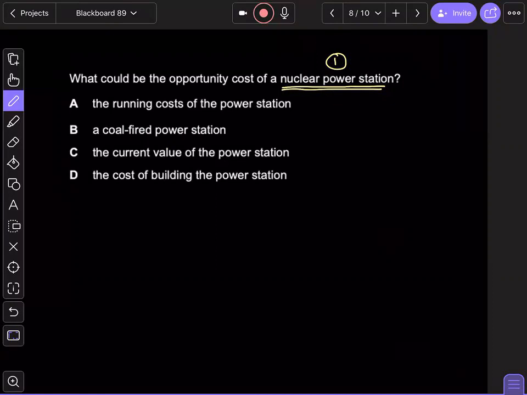Then the running cost of the power station, again, it is an explicit cost. A coal fired power station, the current value of the power station, and the cost of building the power station. The cost of building the power station will again be an explicit cost, and current value shows you the valuation of the power station, not what will be the next best alternative. So if you are developing nuclear power station, it means that you are not developing a coal fired power station. So the coal fired power station will be the opportunity cost.